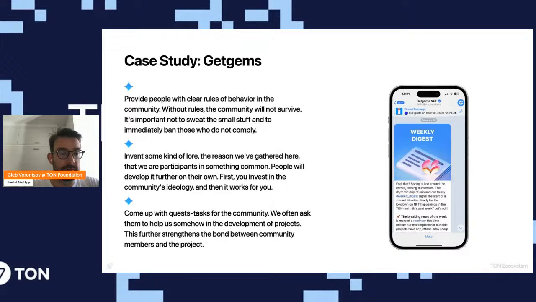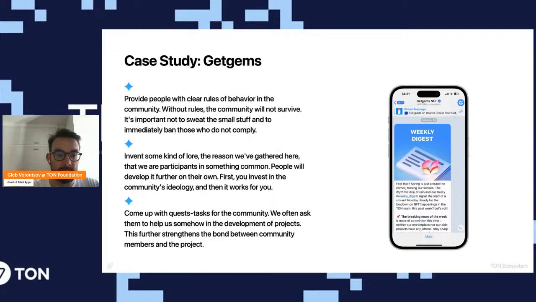First of all, when you start building a community, provide people with clear rules of behavior. Without rules, a community will not survive. It's important not to sweat the small stuff and to immediately ban those who do not comply, because this will foster a healthy atmosphere within your community.